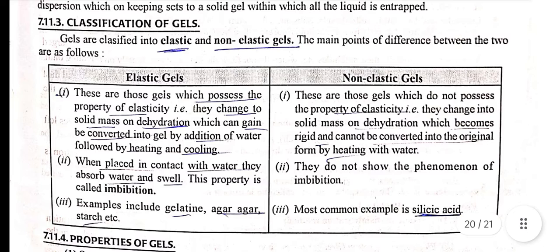Classification of gel. Gels are classified into elastic and non-elastic gels. The main points of difference between the two are as follows. Elastic gels. These are those gels which possess the property of elasticity. That is, they change to a solid mass on dehydration, which can again be converted into gel by addition of water followed by heating and cooling.